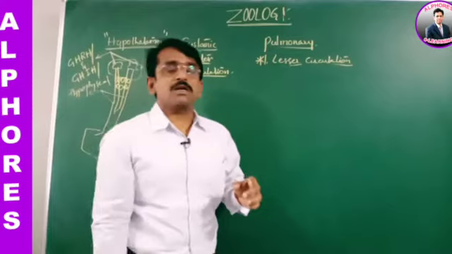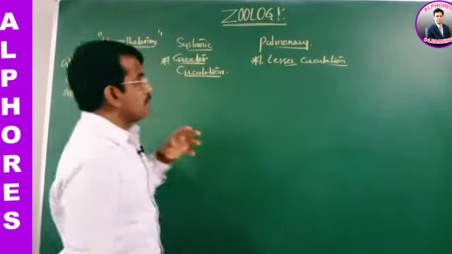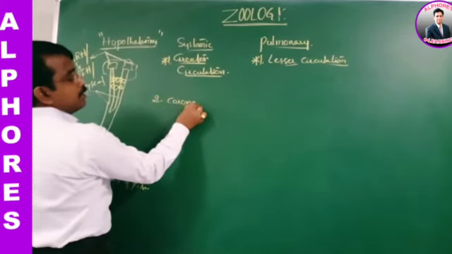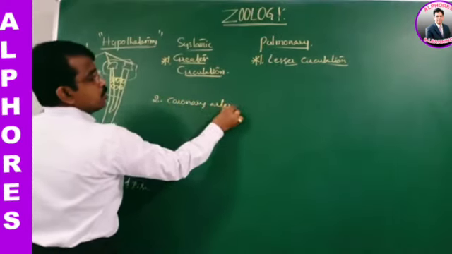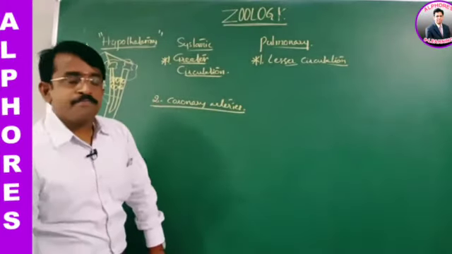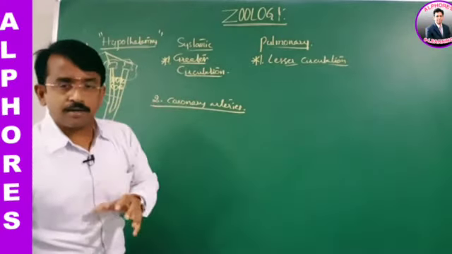The second one, coronary circulation. Coronary refers to the heart. That is, there are two coronary arteries which originate from the dorsal aorta and supply the oxygenated blood to the wall of the heart.